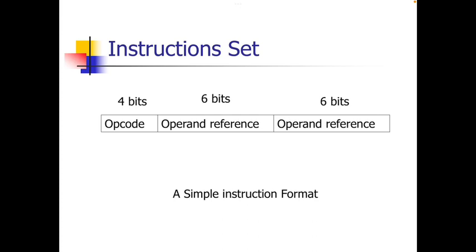So this is a simple instruction format. For example, here we use 4 bits for the opcode. We have 6 bits for the source operand reference. We also have 6 bits for the last part, the result operand reference. And the total number of bits used in the instruction is 16 bits.